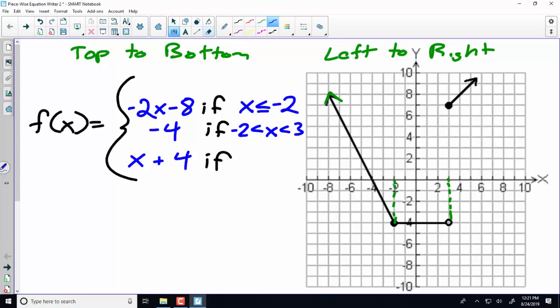And 3 is not going to get one. This 3 right here doesn't get one because of the hollow point down here. Last piece picks up at 3 and goes on forever. It does have a solid point, so it's 3 and every number bigger than 3, which we write as x is greater than or equal to 3. And we'll call this one done.